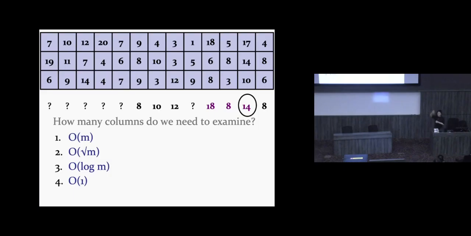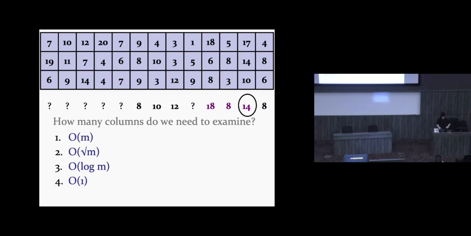Who thinks the answer is 01? For the whole algorithm, by the way, who thinks the answer is 01? Who thinks the answer is log m? Who thinks the answer is roughly square root of m? Do we need all the columns? That's the most important question. Do we need all the columns? Who thinks yes? Who thinks no?